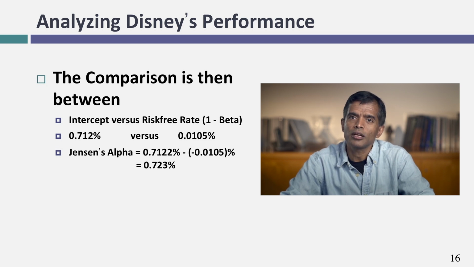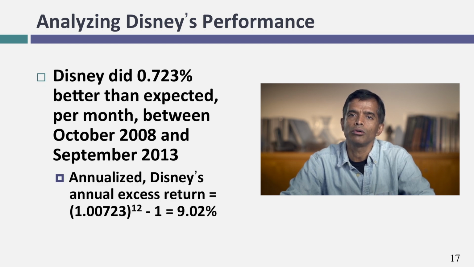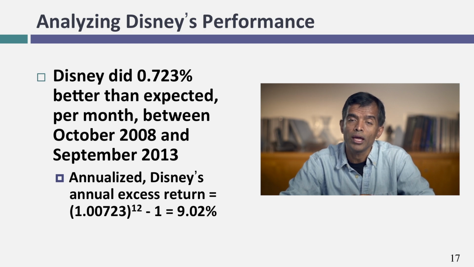Now, if I annualize that number, which it often is, it usually makes more sense to look at an annual number, I come up with 9.02%. You're saying, what does that tell me? During this 5-year period, Disney delivered 9.02% more than expected after adjusting for risk and after adjusting for market performance. Here's a simple way to think about it. Let's say that you have a stock with a beta of 2. It's a very risky stock, right? Let's say the market is up 20%. And let's say there's no risk-free rate.